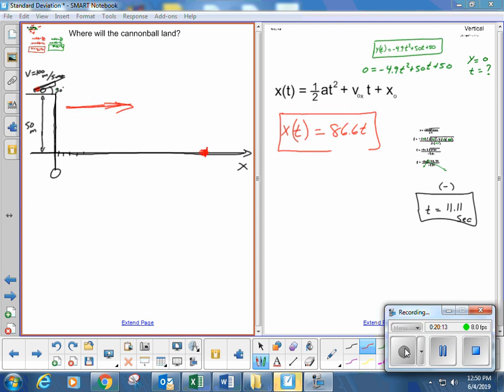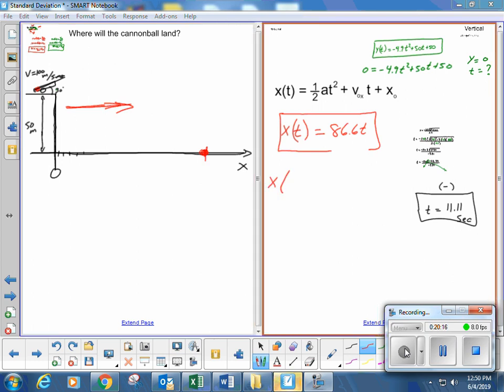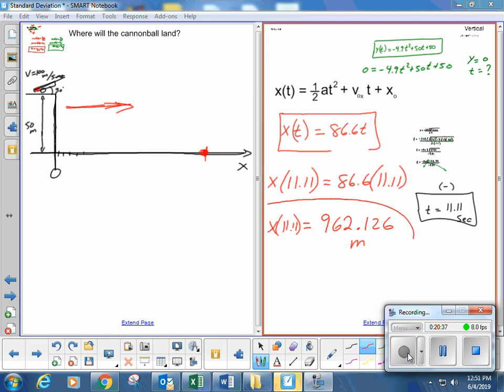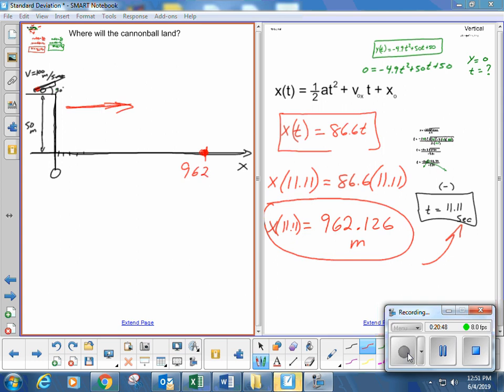So all I have to do here is find out its position after 11.11 seconds. It's going to be 86.6 times that 11.11 seconds. And when I plug that in, I have 962.126, and that would be in meters. That's x at 11.11 seconds. Okay, this is the answer to our question. From the time that it's launched, it's in the air for a total of 11.11 seconds, and during that time, it travels 962 meters, point 126, whatever. That's how far it goes. And now I know where the ball is going to land. And that's how you do a cannonball problem.